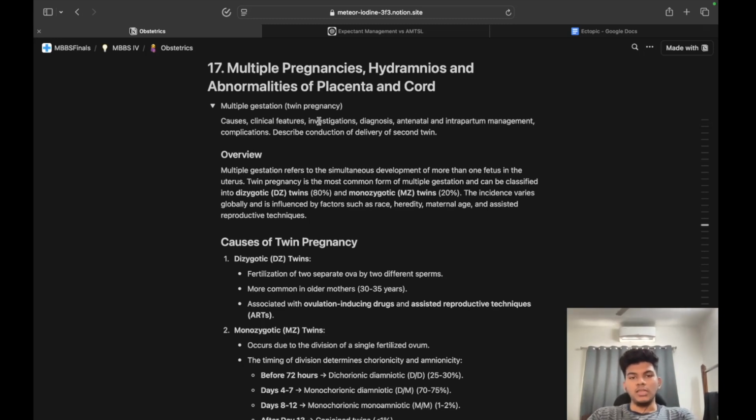So it's a twin pregnancy, right? There is the first twin and the second twin, and based on how the presentation is and all that, the conduction of delivery varies. So that is what we are going to take a look at.